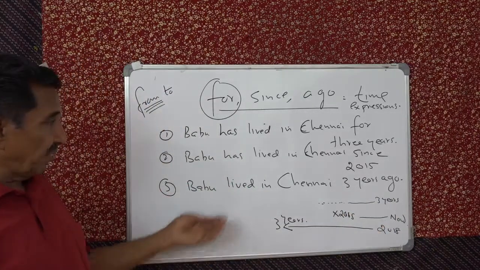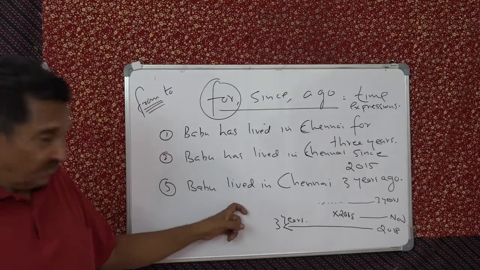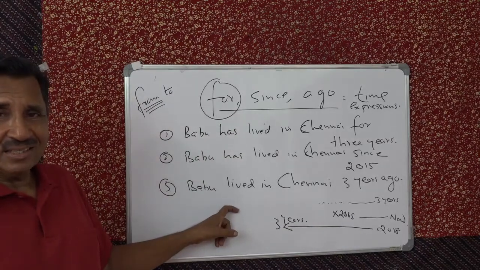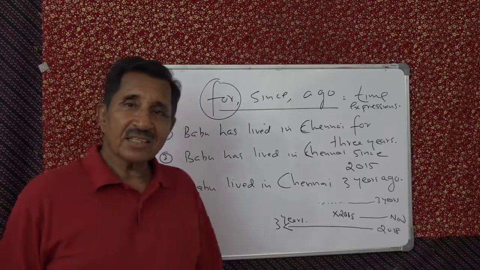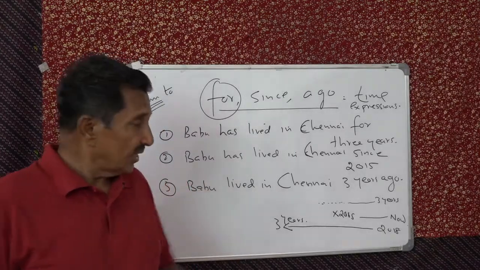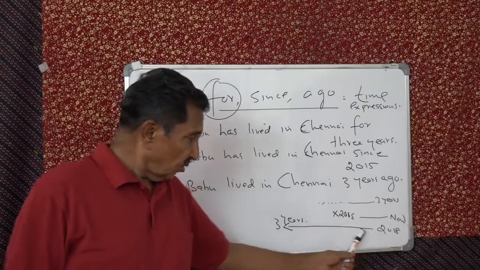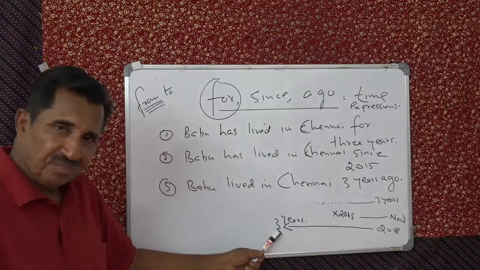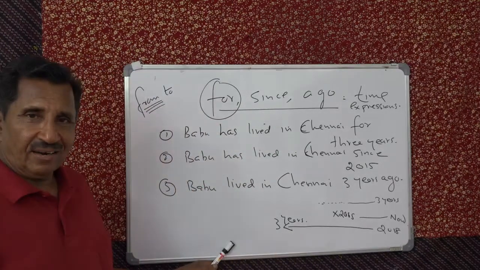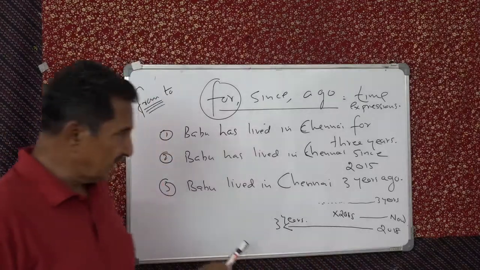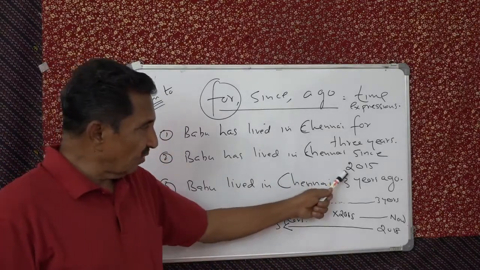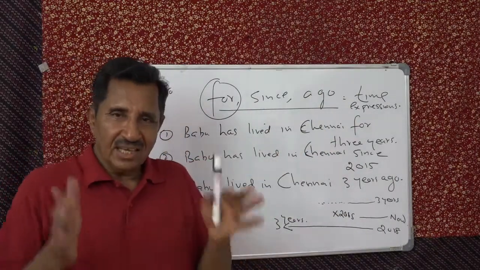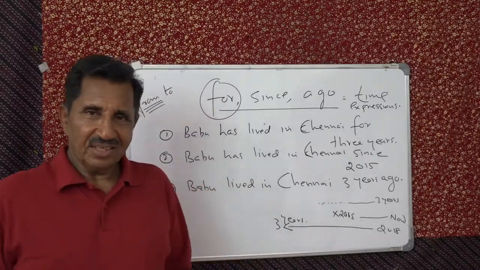But when we use the simple past, remember? When you use ago, you should use simple past. So Babu lived in Chennai 3 years ago. This is 2018, so you have to go back from now, backwards. Since 2015 is forward. But here it doesn't say anything. It says a block of time. Did you get that difference?